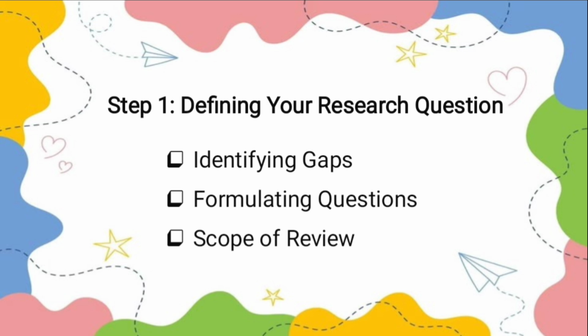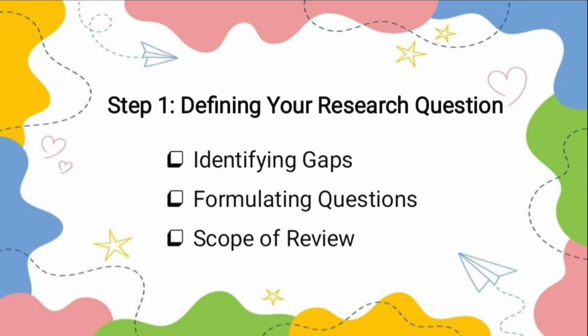Then, in scope of review, this involves deciding how broad or narrow your literature review will be. What specific aspect of the topic will you focus on? What time period will you cover? What types of study will you include? I have an example here.